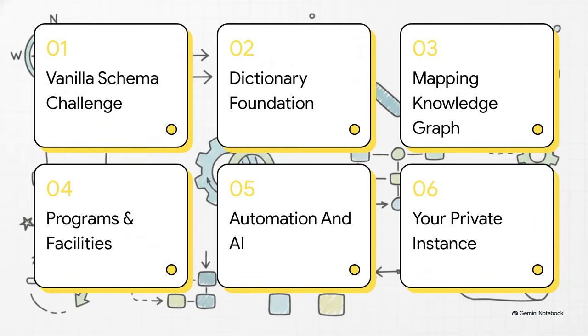So, to make sense of this massive data metropolis, we'll be breaking things down into 6 key areas in this explainer. First, the vanilla schema challenge. Second, the data dictionary foundation. Third, mapping the knowledge graph. Fourth, navigating programs and facilities. Fifth, powering automation and AI. And finally, customizing your own private instance.